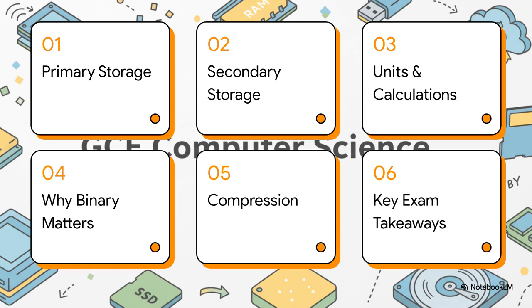So here's our roadmap for this explainer. First, we'll hit primary storage. Think of it as the computer's messy workbench. Then, we'll tidy things up in secondary storage, its long-term library. After that, we're going to get into the nitty-gritty of units and calculations and talk about why binary is so important. We'll also look at compression, and finally, we'll wrap it all up with the key takeaways you absolutely need for that exam. Let's dive in.